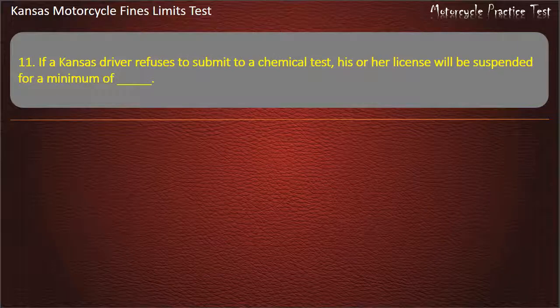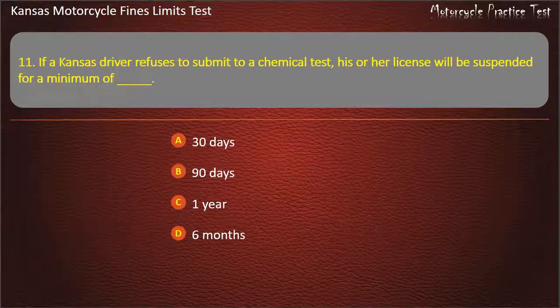Question 11. If a Kansas driver refuses to submit to a chemical test, his or her license will be suspended for a minimum of 30 days, 90 days, 1 year, 6 months. Answer: 1 year.